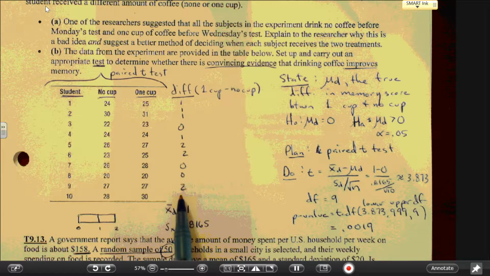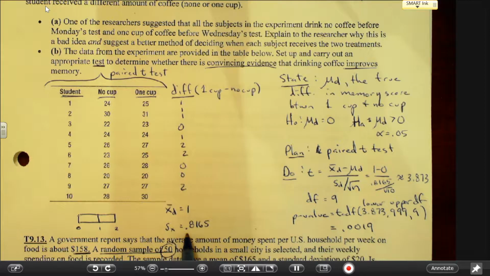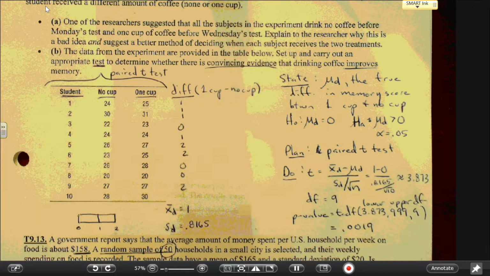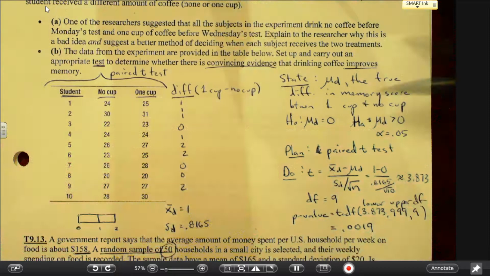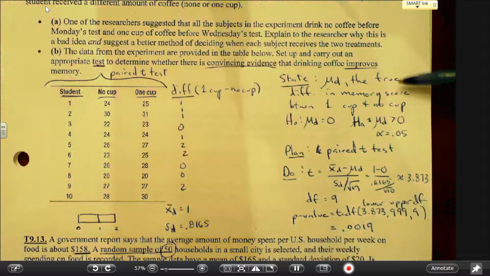Once I have that data of the differences, I throw that into L1, my list 1, and I get my summary statistics using 1-variable statistics. I get a mean difference of 1, standard deviation of the differences of 0.8165. Then I can go ahead and run the test. I've abbreviated a little bit here because I didn't have enough room to show you all, but I'll explain all the steps along the way. In the state step, the parameter is mu sub d, the true difference in memory score between 1 cup and no cup.